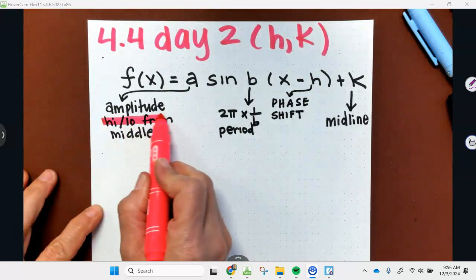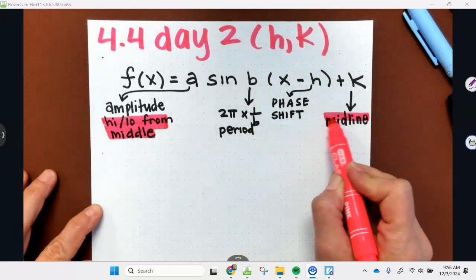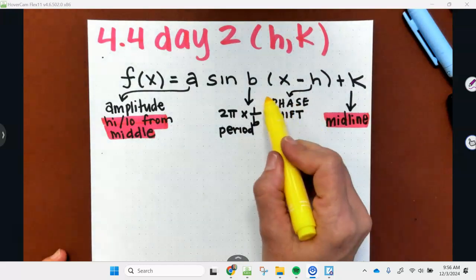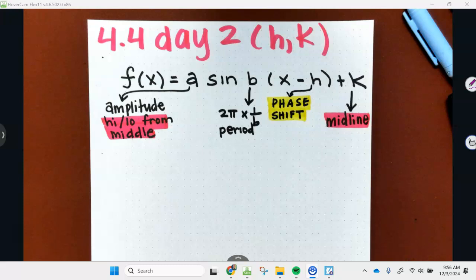So remember, high and low is from the middle. That K value is going to tell you where the middle is. And then, of course, guys, new words. Maybe I'm proud of you if you already knew this. Remember, that's called a phase shift. And you're going to see that on tests and quizzes in OneNote.